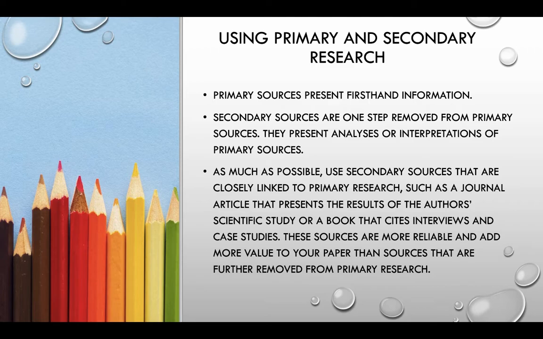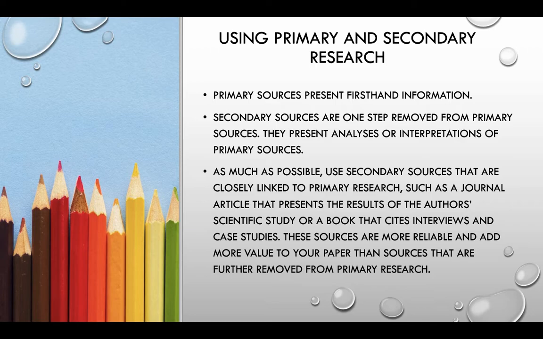And we talked about already primary and secondary research. Remember, primary sources present firsthand information. That's people who are actually there, people that are talking about their own research, things that they've actually done, versus secondary sources, one step removed. They're looking at analysis or interpretations of those primary sources. As much as possible, use secondary sources that are closely linked to primary research, such as journal articles. Like we talked about, at least one of your literature review sources is supposed to be a journal article. So think about that.